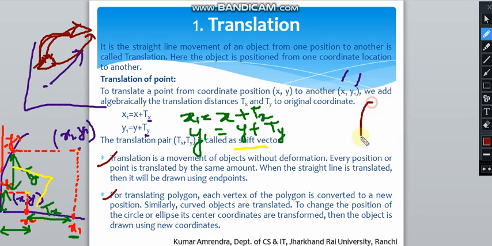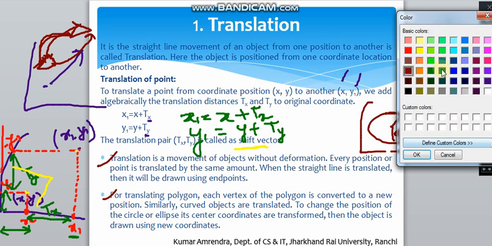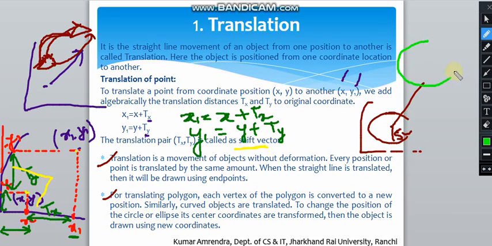So if we want to translate an ellipse or circle, we only have to translate the center. Suppose the circle was of 5 units, and we have translated it to a new position, suppose here. Again there its radius will be 5 units only, so it will draw its circumference along 5 units. So to change the position of the ellipse or circle, its center coordinates are transformed, then the object is drawn using the new coordinates. So these are the new coordinates. The center of the circle and ellipse are the new coordinates.